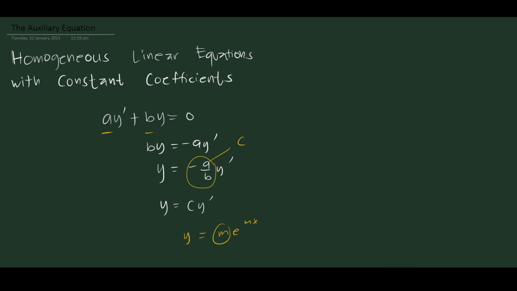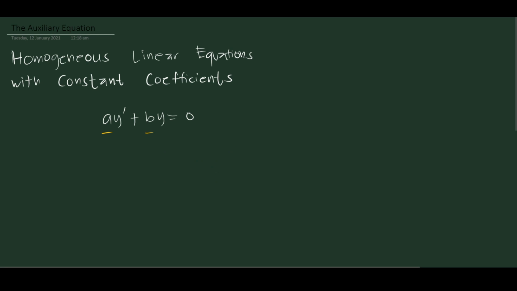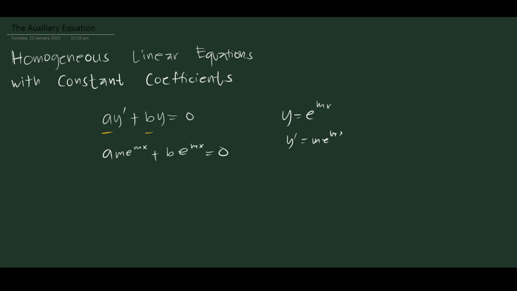So now that we know that the form of the solution is y is equal to e raised to mx, and y prime is equal to m e raised to mx, we can substitute it back into our original equation and get a multiplied by m e raised to mx plus b multiplied by e raised to mx is equal to 0. If we factor out e raised to mx, we will get am plus b is equal to 0.